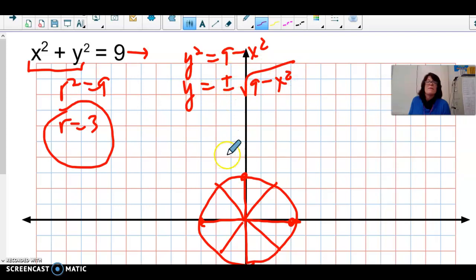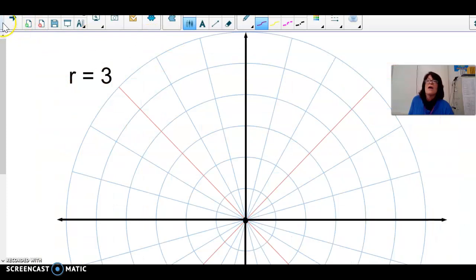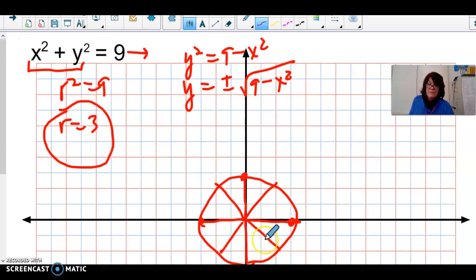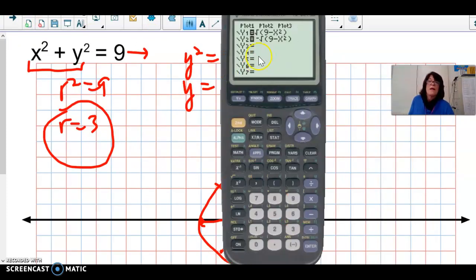Okay, and so with a plus and minus, I'm not going to have a function, so my graphing calculator is limited to just graphing functions. So I'm going to graph both of these. That's the same as just x squared plus y squared equals 9. And I graph it, and I get the same circle that I had in 2 pieces with just r equals 3, right? Same thing, whichever way I have it.